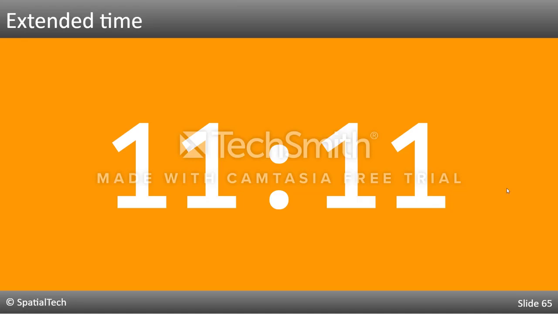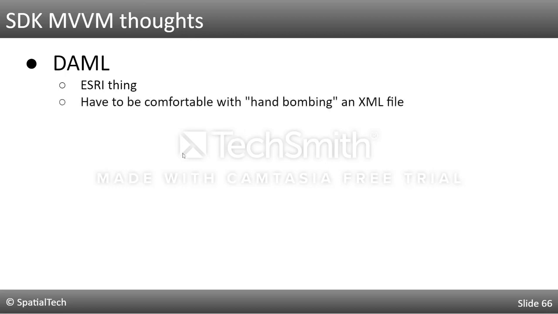So extended time, what I got for you this week: SDK MVVM thoughts. Okay, so DAML, the desktop application markup language, definitely an ESRI thing, right? It's all about the ribbon, where you're going to have a new tab, a group within a tab, buttons in that group, and then also panes that will launch typically from there. So you have to be comfortable with hand bombing XML for this file. That sure seems to be the feeling.